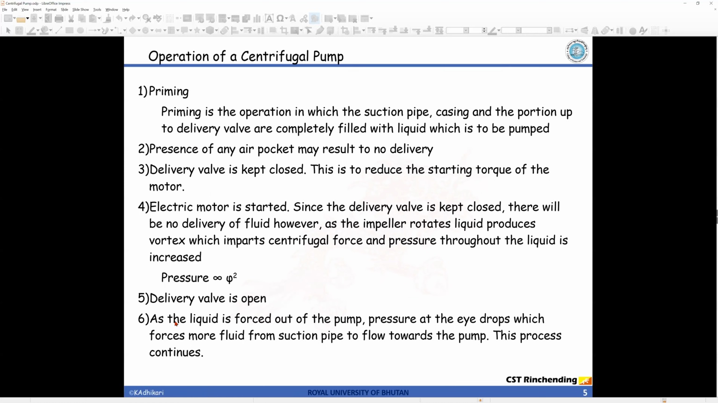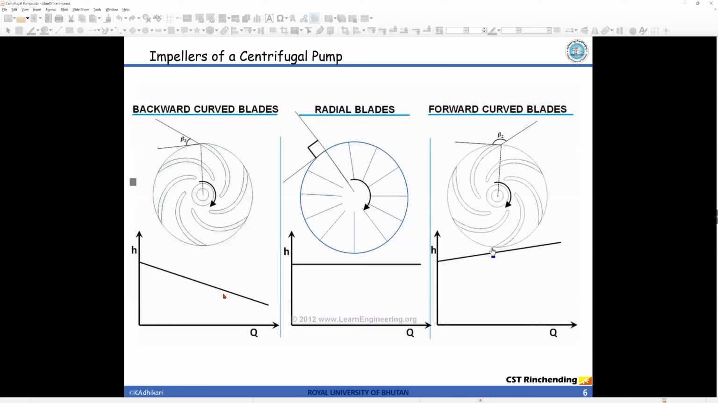When the valve is open, the pressure at the center of the pump will be low, because the liquid that was present there is already thrown outward and collected in the casing. So the pressure will be low at the center of the pump, and to compensate for this lower pressure, more liquid is drawn from the suction pipe. So this process continues. That is the operation of a centrifugal pump.